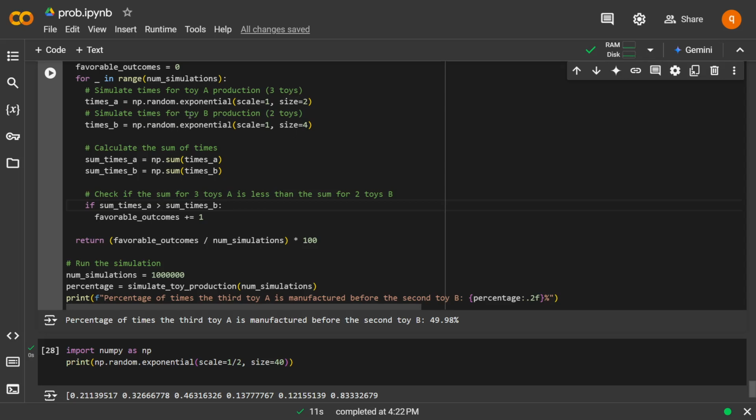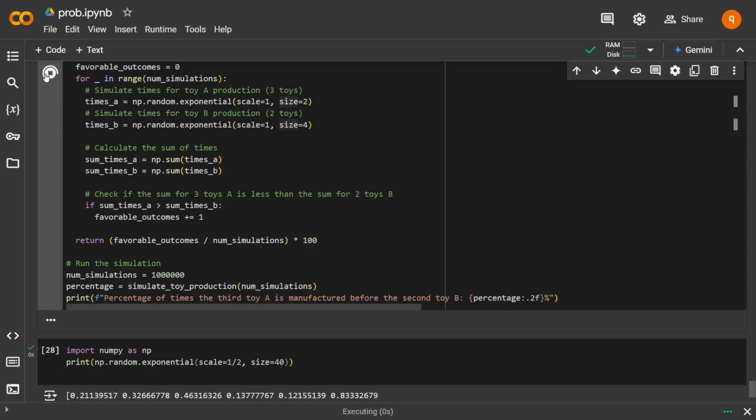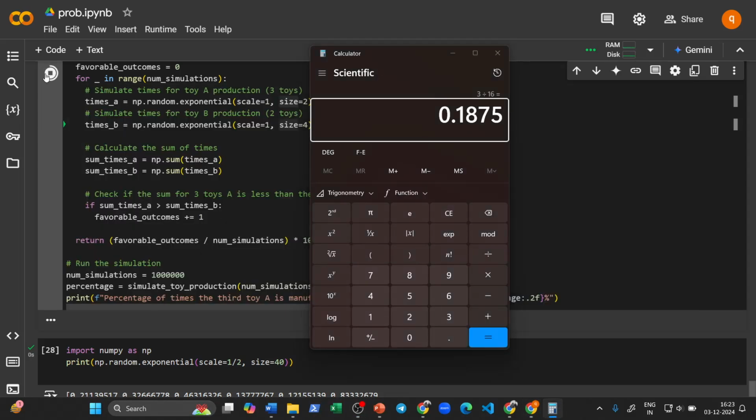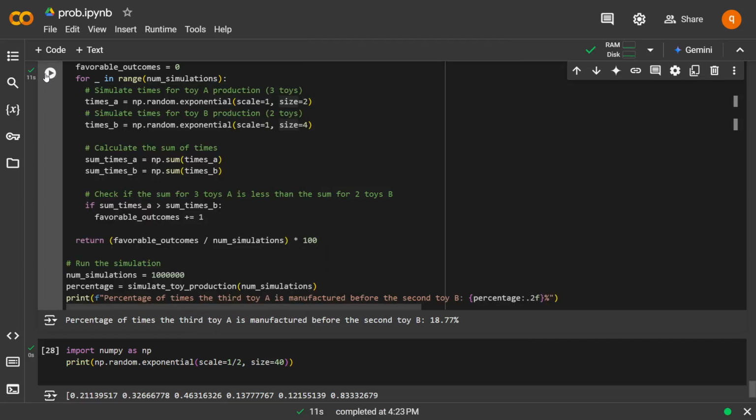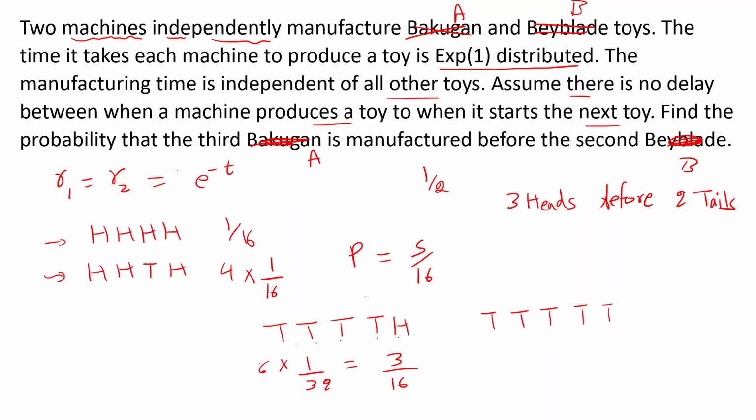18.75% is something we should be hoping to get here, that it takes more time to produce 2 toys of one factory than the 4 toys of the other, and we calculated that this should happen 18.75% of the time. So yes, see, exactly what we said is going to happen, right? This works great because the rate of production is exactly the same.